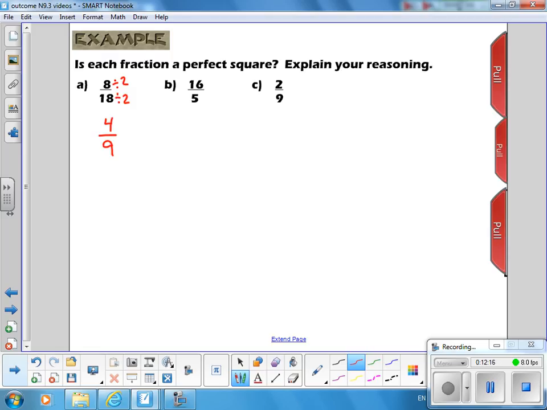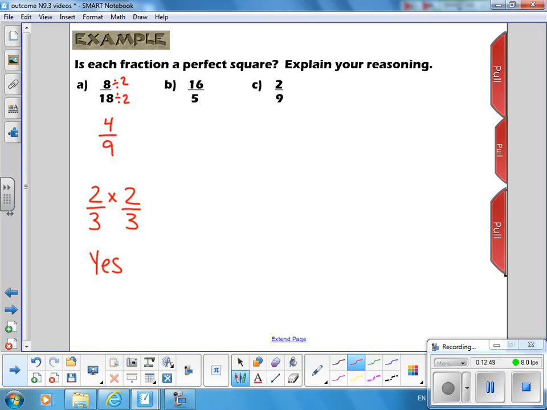Now ask yourself, are there two equal factors that multiply to 4? The answer is yes, 2 times 2. Are there two equal factors that multiply to 9? The answer is yes, 3 times 3. So therefore, 8/18 is actually a perfect square, because it can be simplified to 4/9, of which we can find two equal factors that multiply to give us 4/9. So yes, this is a perfect square.